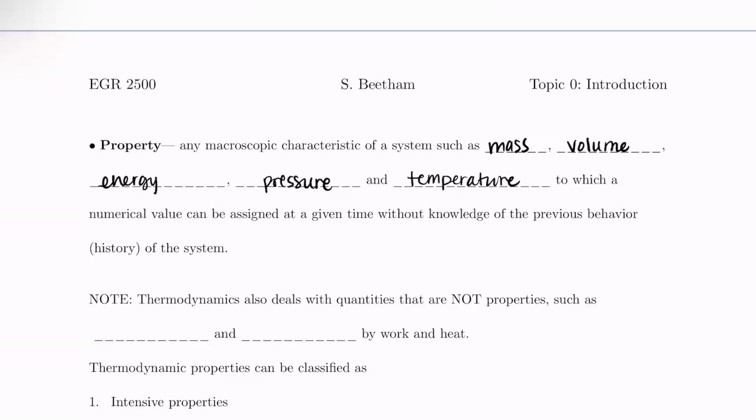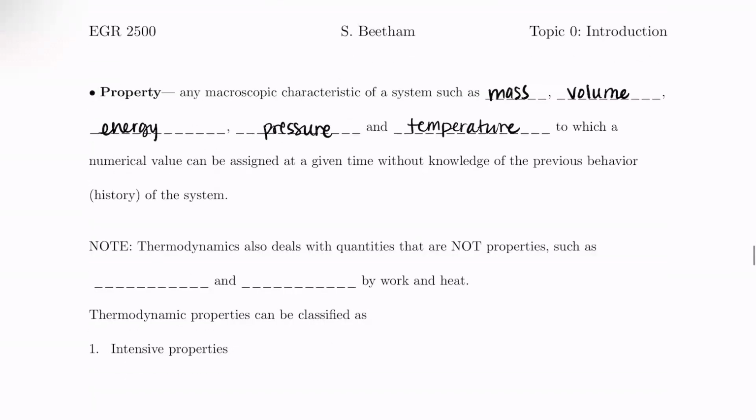And it's a characteristic like those things where we can assign a value to it at a given time without knowledge of the previous behavior of the system. All right, so these are things that we can measure without knowing anything about the history of the system. All right, there are quantities in thermodynamics that are not properties, so things that do depend on the history of the system, and those are things like the mass flow rate. So if you have a rate, you have to know something about the previous time step. And then energy transfer by work and heat, for example.